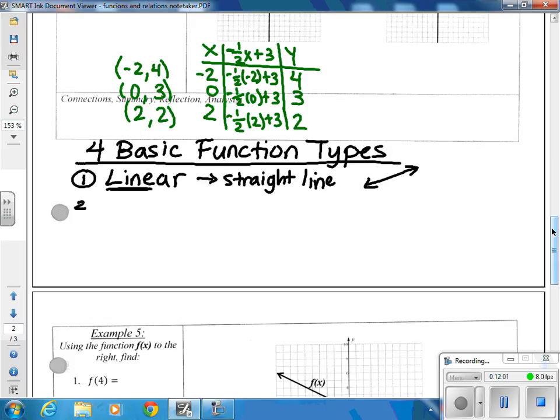Okay, the second type that we will spend in second semester a lot of time dealing with is called a parabolic function. And these graphs tend to look U-shaped. Sometimes they're upside down, sometimes they're right side up. Okay, but they're U-shaped graphs with arrows at the end.